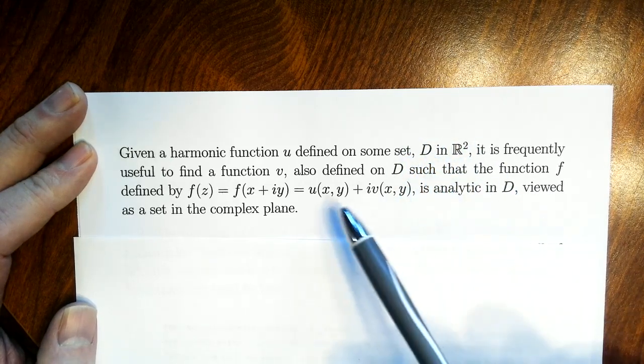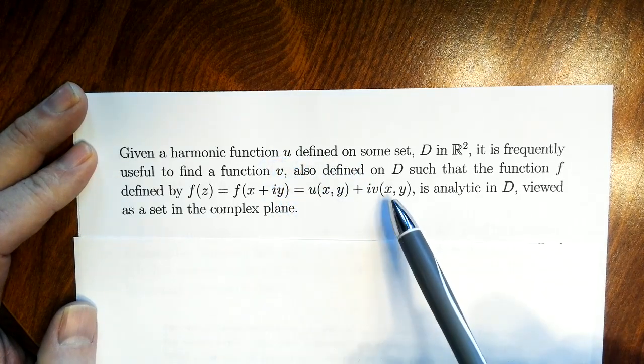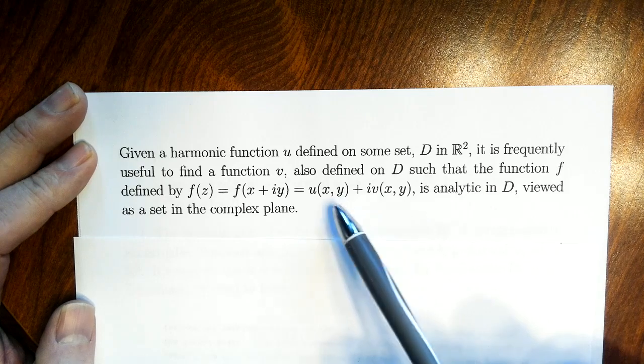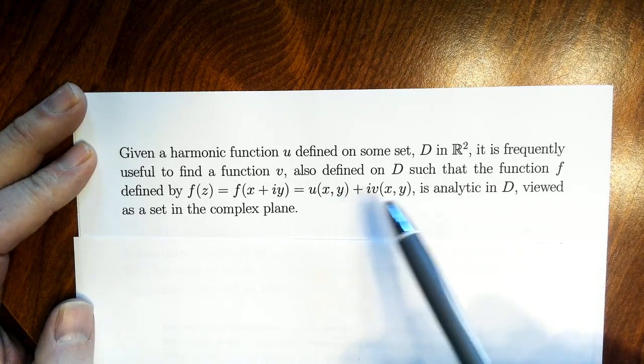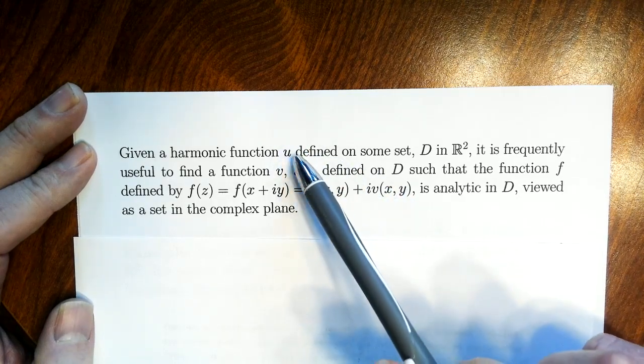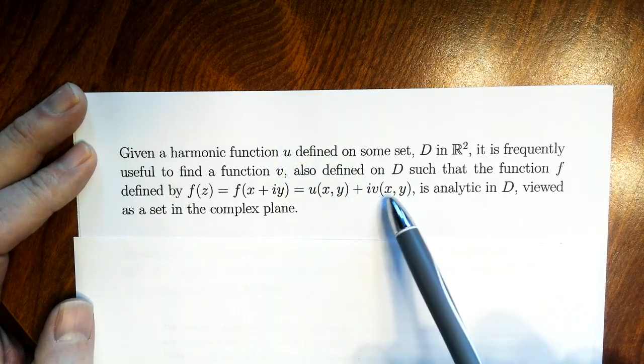What we're trying to do is find a function v so that the sum of u plus iv is analytic in D. Remember that v and u are called complex conjugates. They're kind of like cousins of one another. So it's sort of like we're starting with u and we're trying to find its cousin v.